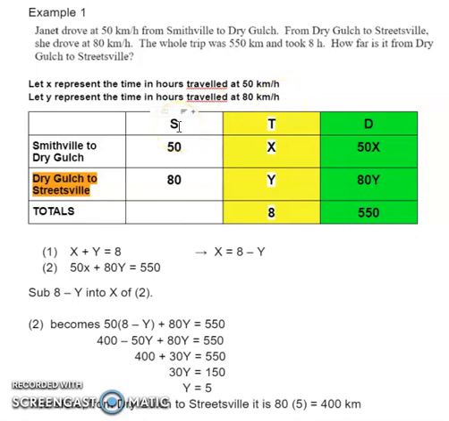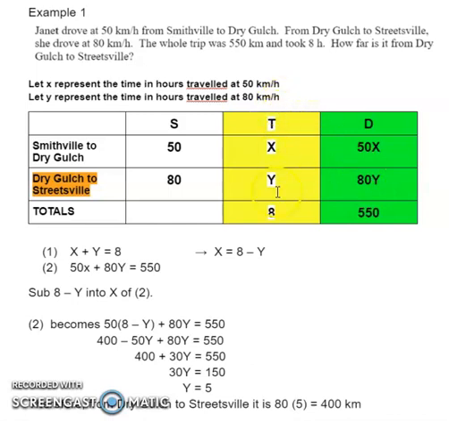Please note that you also have a column for speed, a column for time, and a column for distance. Speed times time is distance. Notice you have 2 parts to the journey, from Smithville to Dry Gulch and Dry Gulch to Streetsville. So part 1, you have 50 kilometers an hour times x hours is 50x in terms of distance. From Dry Gulch to Streetsville, it's 80 kilometers an hour times y hours yields a distance of 80y.